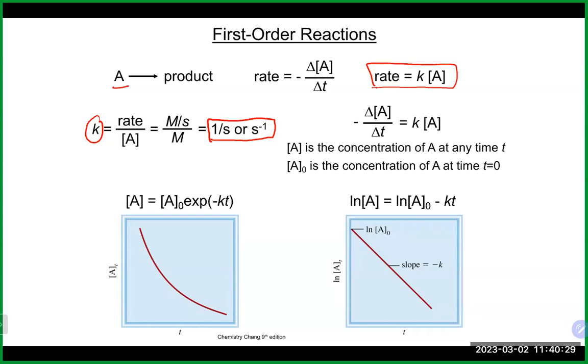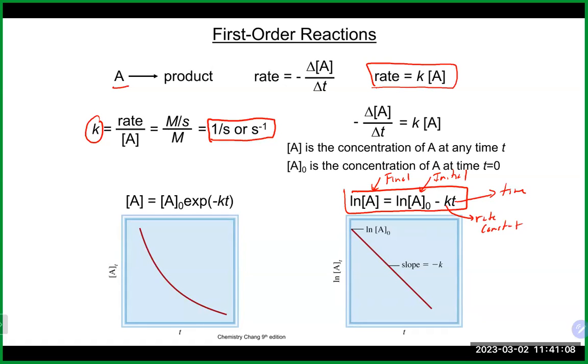Now, taking the rate expression and the rate law together, we get an integrated rate law for a first order reaction, and that is the natural log of A is equal to the natural log of A naught minus kt. A is like the final concentration. A naught is like the initial concentration. k is our rate constant. And t here is actually time, not temperature. So t is time here.